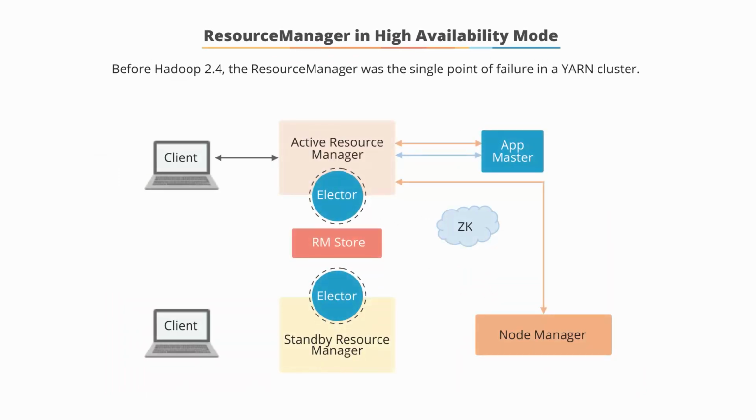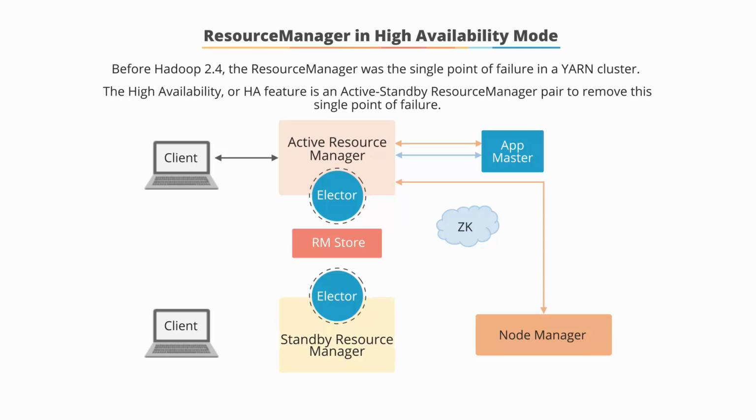Let's look at the Resource Manager in high availability mode. Before Hadoop 2.4, the Resource Manager was the single point of failure in a YARN cluster. The high availability, or HA, feature adds redundancy in the form of an active standby Resource Manager pair to remove this single point of failure.